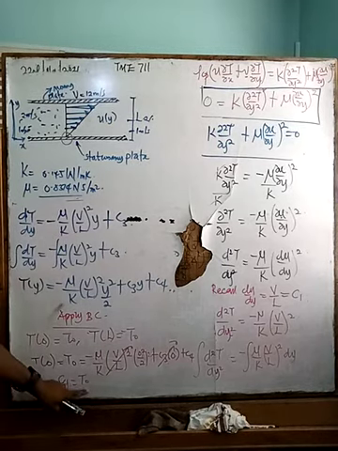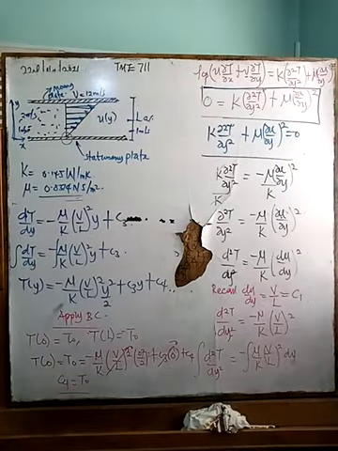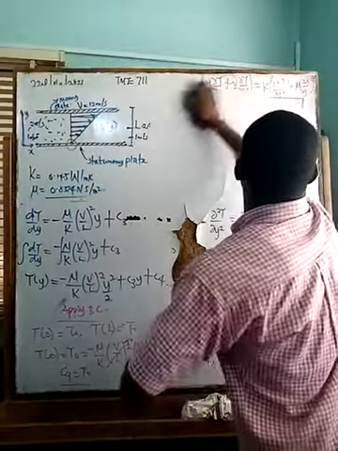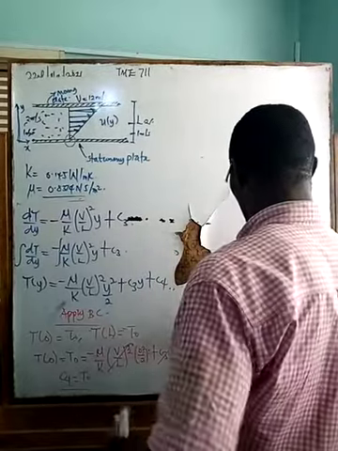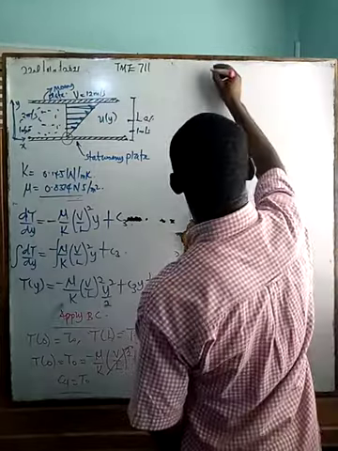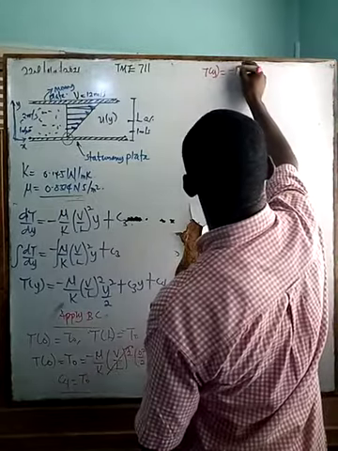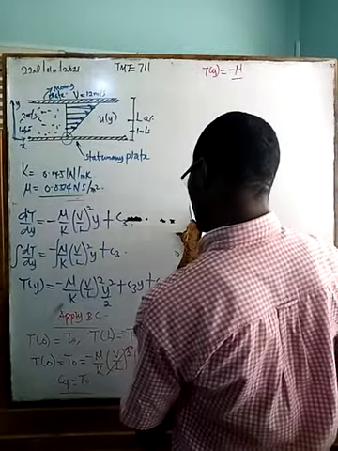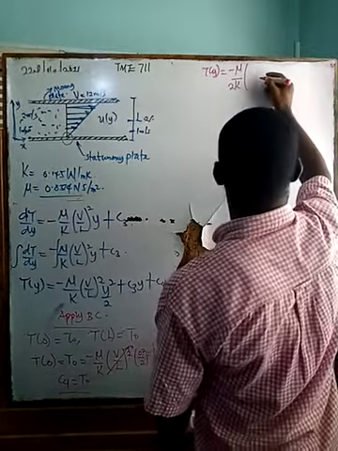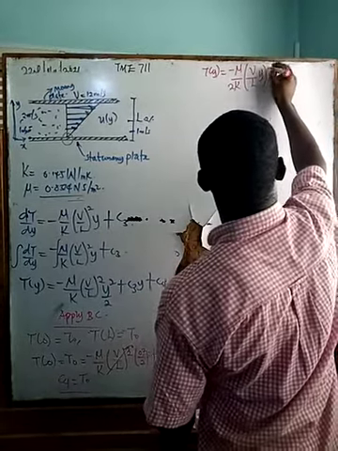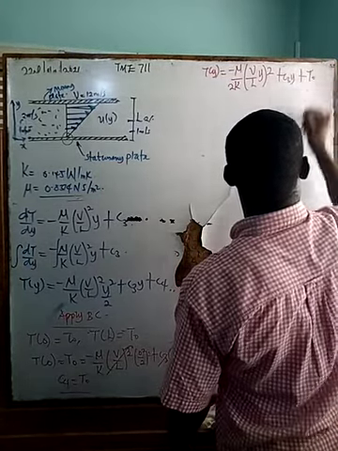So we substitute this T0 back into this equation. So we have T of y is equal to minus mu all over 2k into bracket V all over L y everything square plus c3y plus T0.